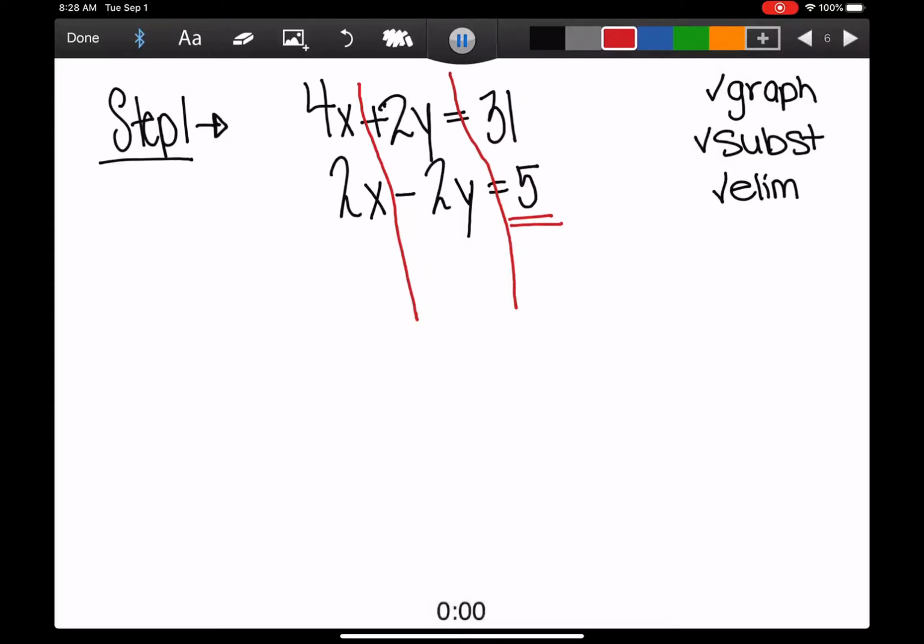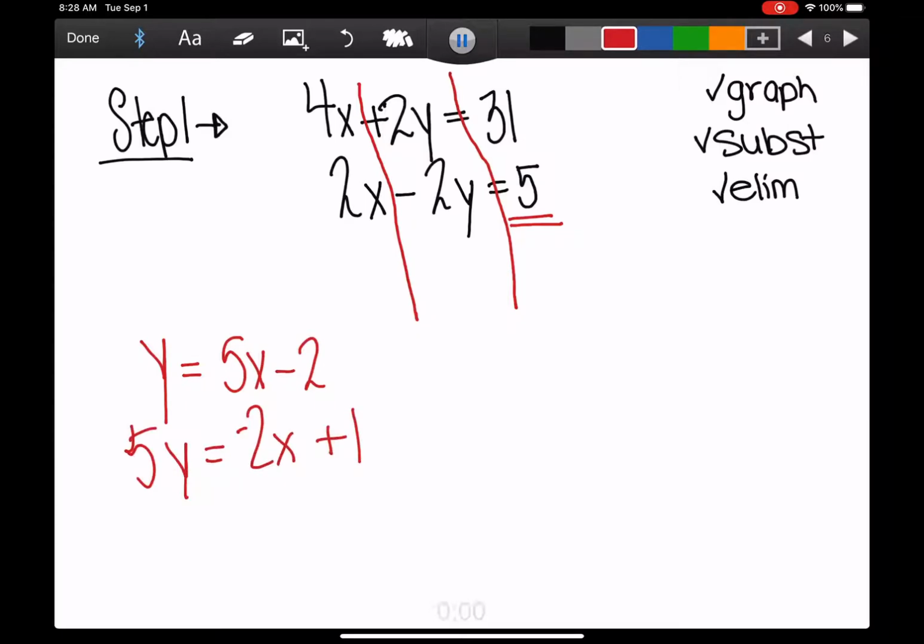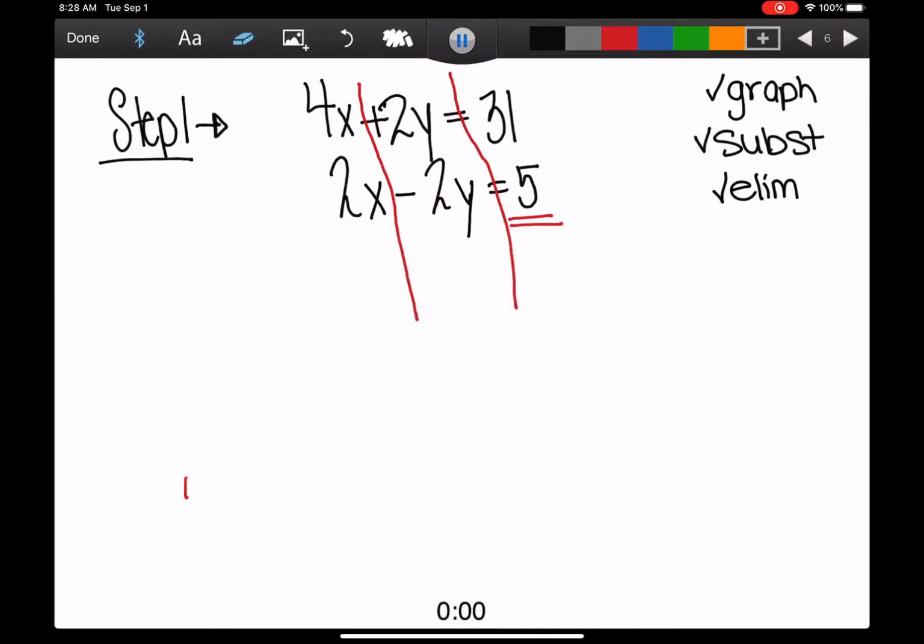Now, for the record, they could look like this. This would also qualify, right? My y's are lined up, my equals are lined up, my x's are lined up, my plain numbers are lined up. I don't care how they're lined up, it's just that they actually are lined up is what matters. The order does not matter. So that was step 1.